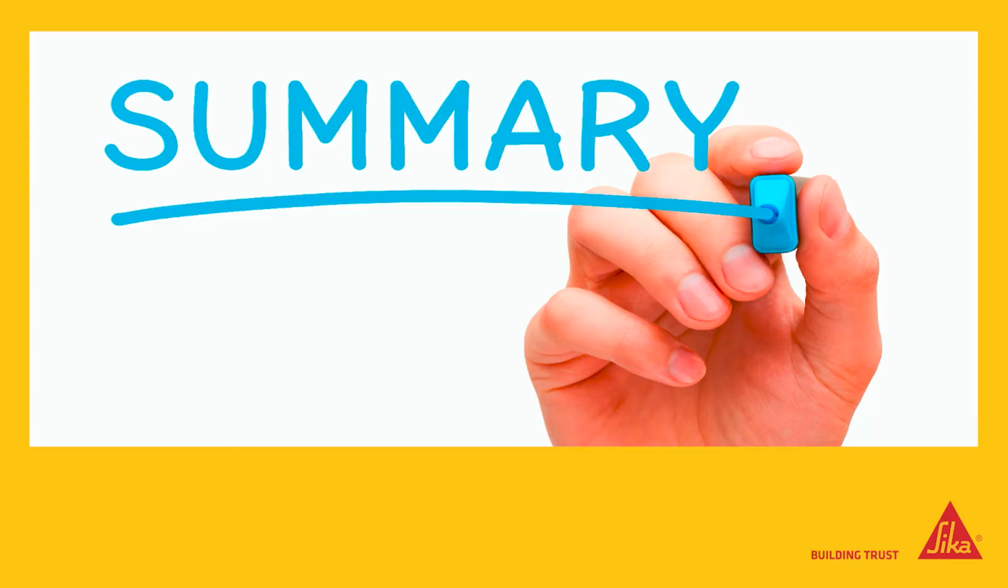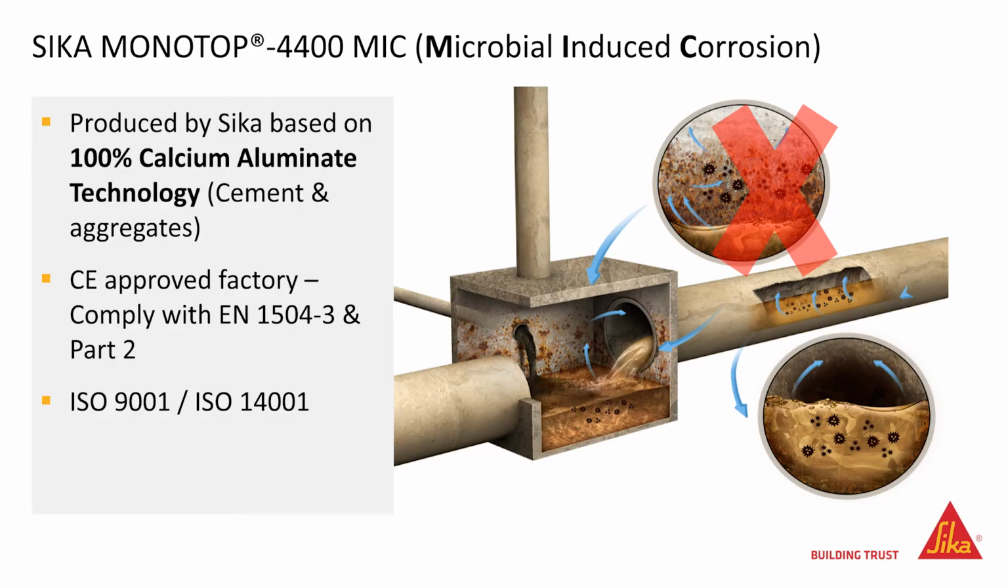Let's summarise what has been shown in this video. Sika Monotop 4400 MIC is produced by Sika. It is based on 100% calcium aluminate technology. The aggregates used in the mortar are crushed from the same clinker produced for the cements. Both cement and aggregates participate in the inhibition of the transformation of the hydrogen sulfide into sulfuric acid.